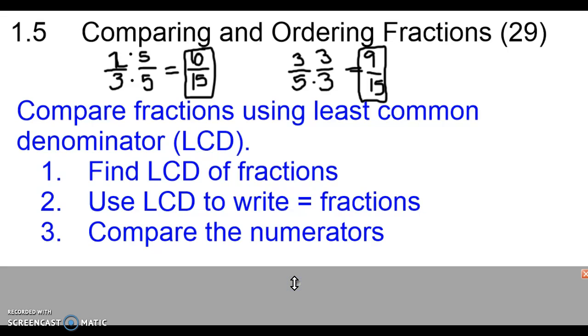And now I'm going to compare the numerator. This says if my whole was broken into 15 parts, I have 10 pieces. And this one says if my whole is broken into 15 parts, I have 9 pieces. So I know that 10/15 is greater than 9/15.